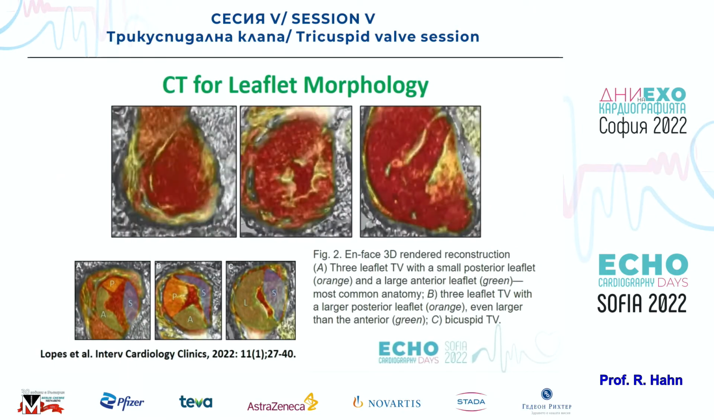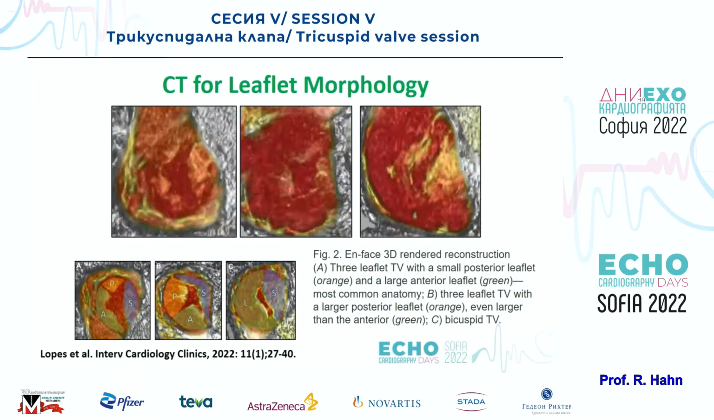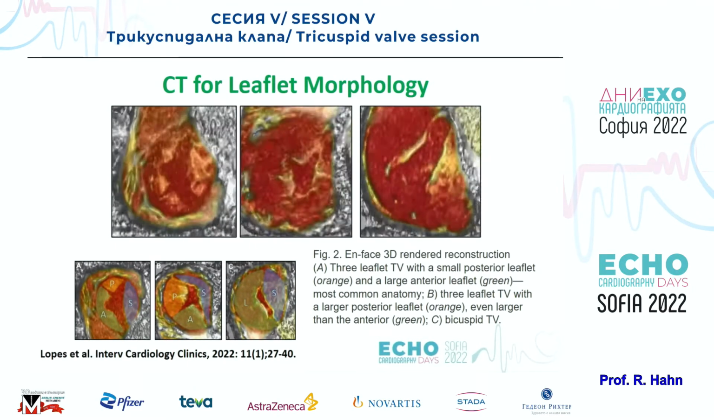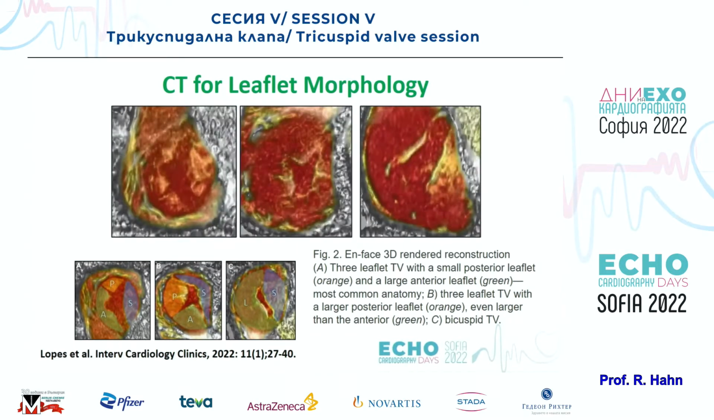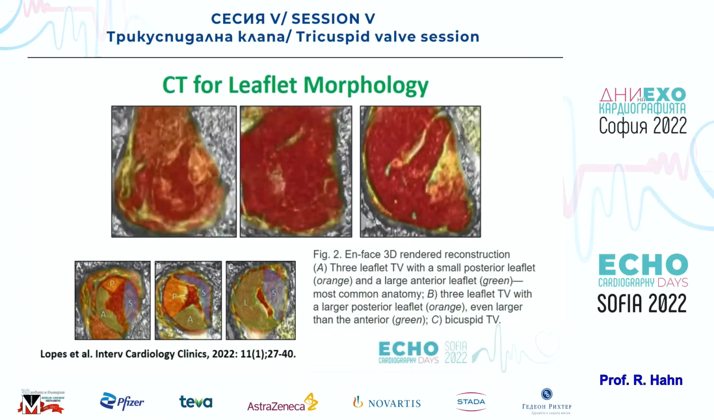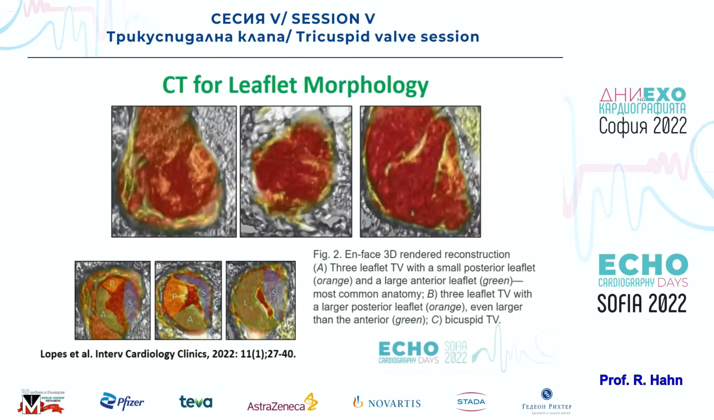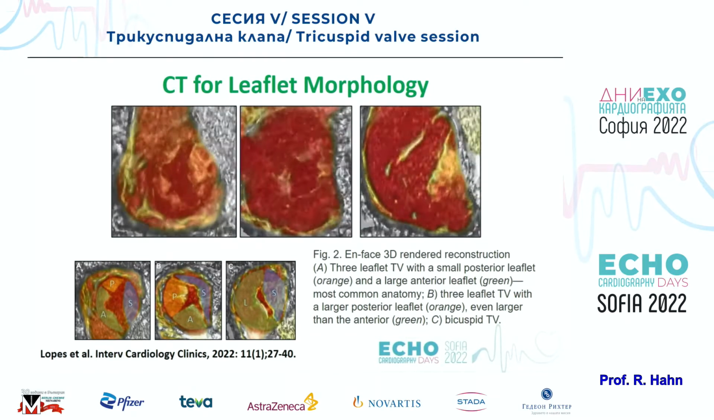Remember that we can also look at leaflet morphology by CT scan. So these are en-face 3D rendered reconstructions that again show beautifully a tri-leaflet valve versus a quadricuspid valve versus again a bi-leaflet valve.